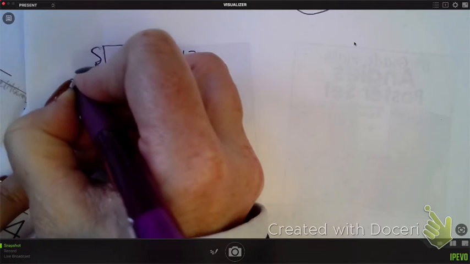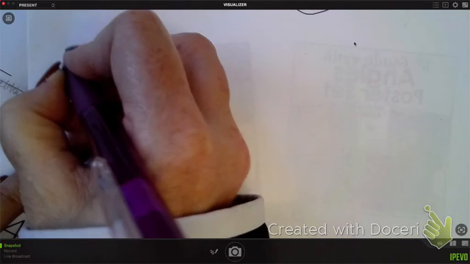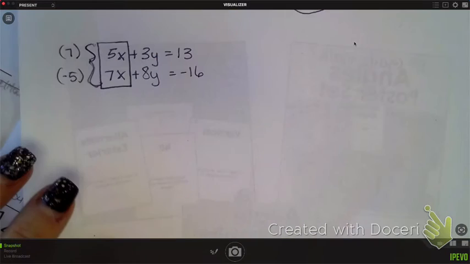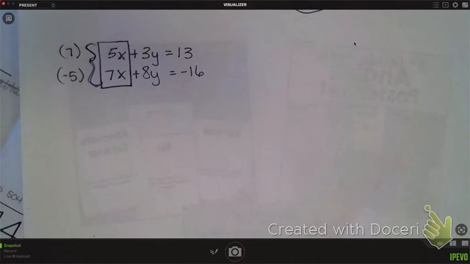So negative 5 down here and 7 up here. So multiply the whole equation. I'm going to give you a second to do that on your own. Because what we're doing is called finding an equivalent expression. When you multiply everything in an equation by the same number, you're not changing the equation, you're just making the numbers different.